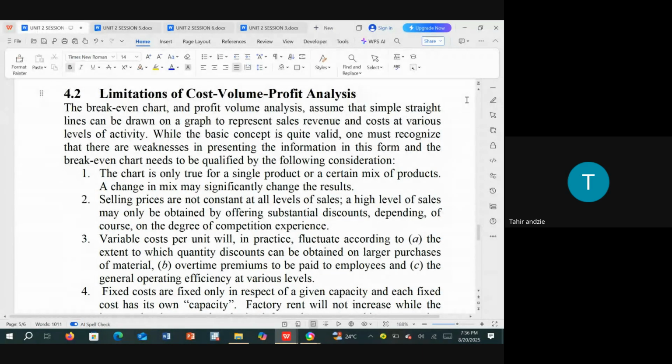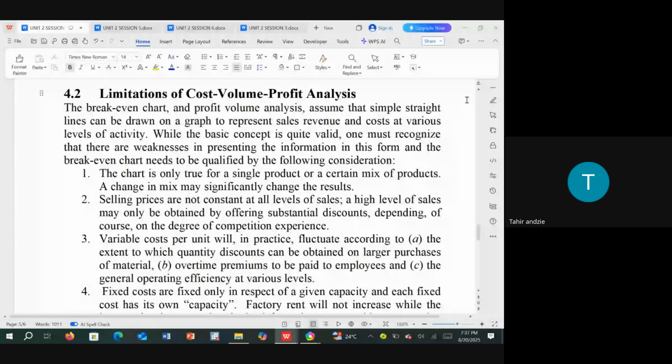If we buy in larger quantities, the variable cost of material can change. Variable costs are made of material and labor, and the variable cost of material can change when we have bought in larger quantity and received a discount. So the price can change. Of course, the labor rate can also change depending on the overtime premium, which we pay employees at a higher than normal rate, and also the efficiency with which employees are producing. This can affect the variable cost of production, which may not be constant.